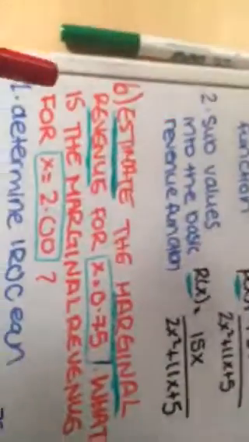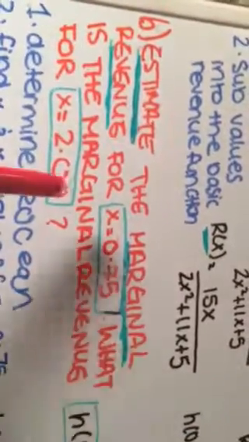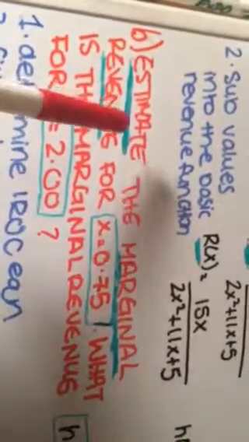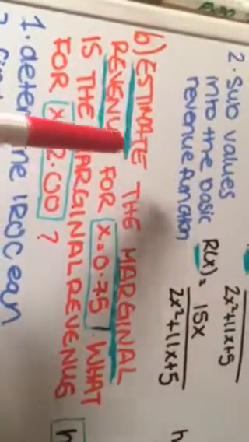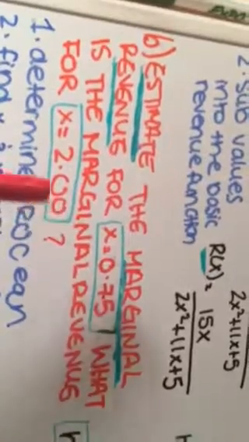Okay, moving on. So part B is estimate, being the keyword, the marginal revenue for x equals 0.75, and what's the marginal revenue for x equals 2.00. As I was saying before, estimate tells us that this is an instantaneous rate of change question, so we're going to be using our IRAC equation. Now this is a two-part question, and here's how we're going to solve it. First we're going to determine our IRAC equation.